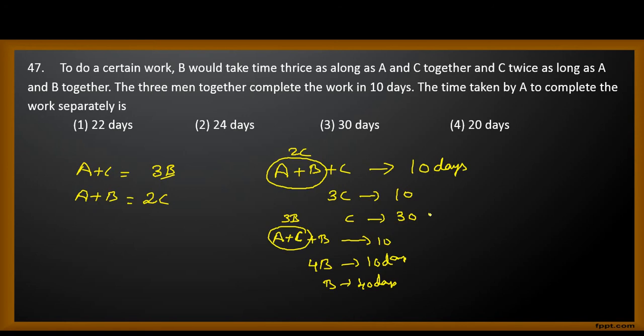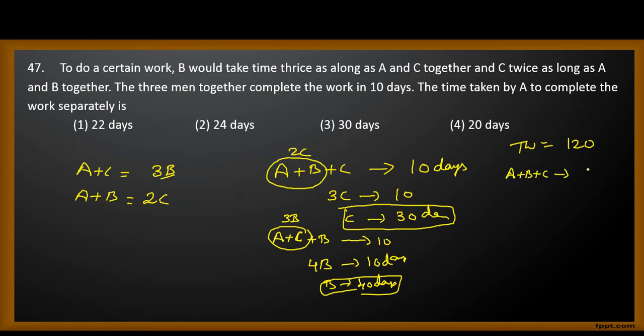Now look at the thing. C can do the work in 30 days and B can do the work in 40 days. A, B, C, all 3 together can do the work in 10 days. I will take total work as 120, which is nothing but the LCM of 10, 30 and 40. A plus B plus C per day will do how many units? 120 by 10, which is equal to 12 units per day. Because they are taking 10 days to complete 120 units, so per day they will do 12 units.